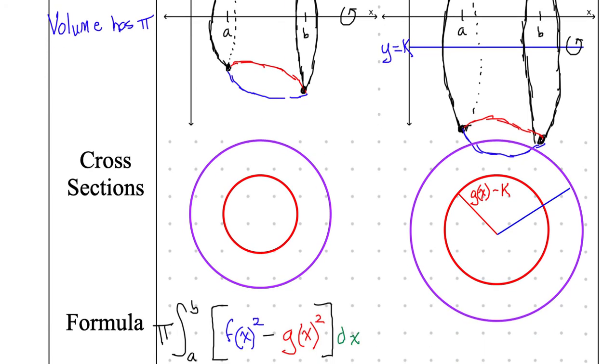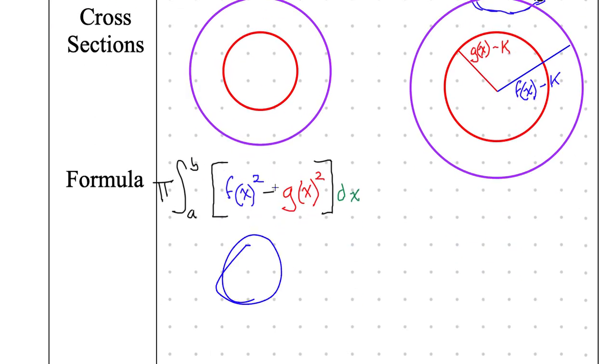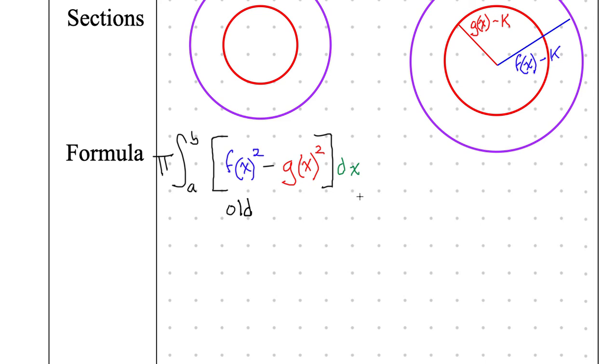And then similarly, this is going to be f of x minus k. Done. So those are our new radii. So I plug them into our formula. That entire radius now needs to be squared in our formula. So I'm going to label this one as the old formula. This is the old formula. Our new formula, I don't know if I have enough room to fit it in here, so I'm going to come down here just in case. It's the integral, again, between a and b still. I still have a pi that's factored out of it.